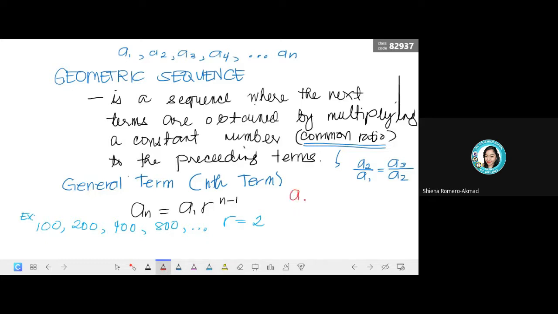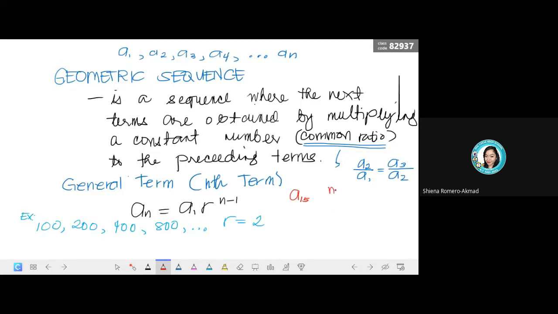Now, what if I am looking for a sub 15? So we will look for a sub 15, right? Tignan ko muna kung possible na makuha natin si a sub 15. Na possible na makuha natin siya. So let's say I'm looking for a sub 15. So all I have to do is use this formula. Substitute the values. Ano na yung mga values na isa substitute ko?